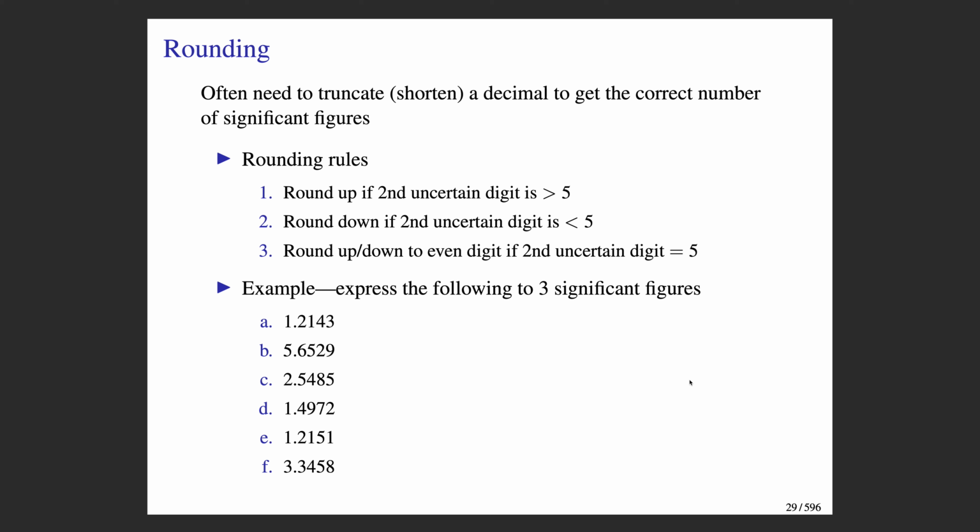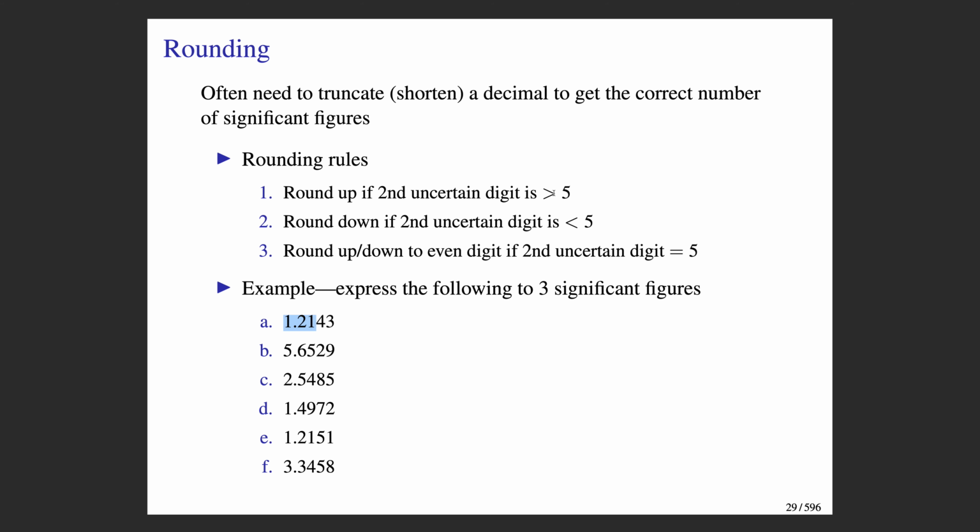So you usually need to round to some particular number of sig figs. So in the examples that we'll do, they want us to take all of these numbers and round them to 3 sig figs. So they want us to round to this decimal place right here. This would be the first uncertain digit. And how you decide how to round is you look at the next uncertain digit, the so-called second uncertain digit in these rules. And depending on what digit this number is, you will either round up or round down. And here are the rules.